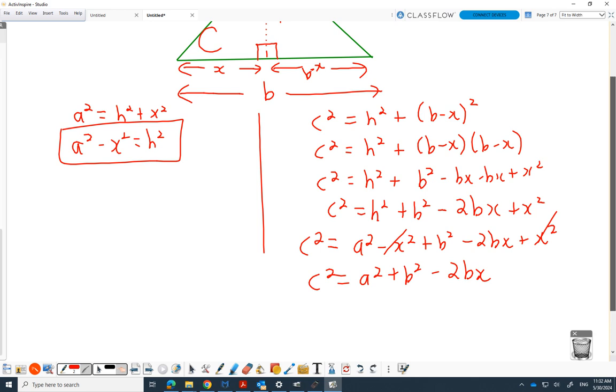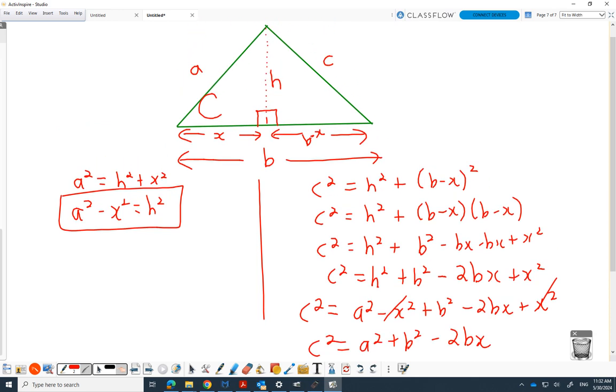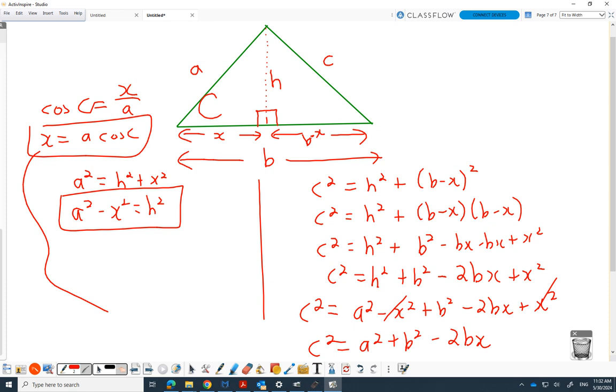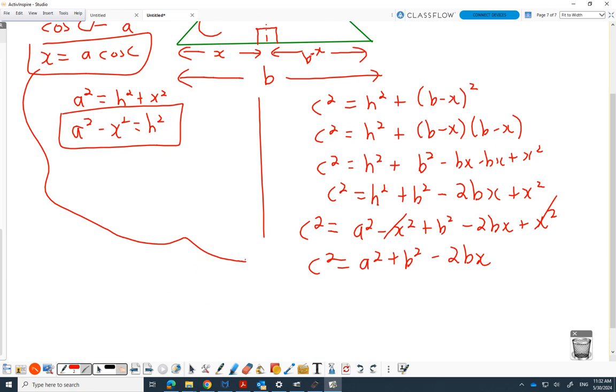I can fix that. Go over here and go cosine of c is adjacent over hypotenuse. Cross multiply to get x equals a cos c. Bring that along for the ride. And sub it in there, and I get c squared equals a squared plus b squared minus 2b times a cos c.